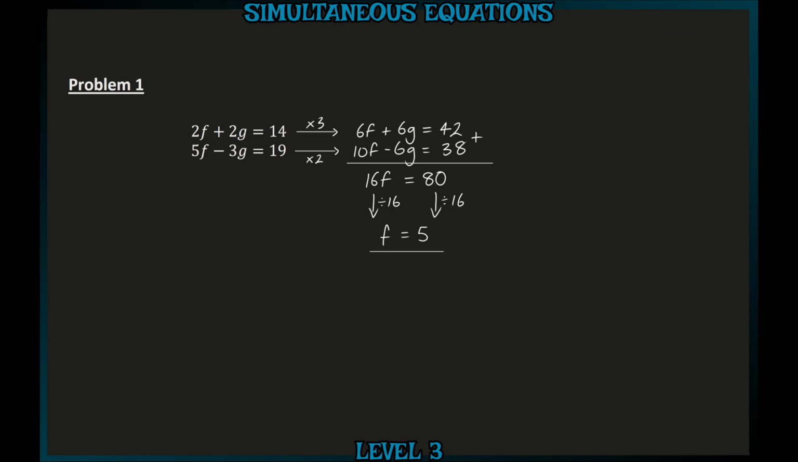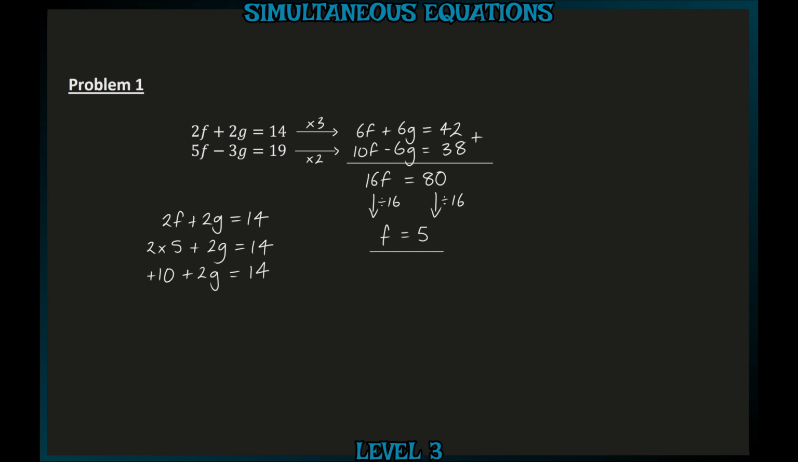And the first equation looks simpler to use because it has a plus in it. So starting with 2f plus 2g is equal to 14, we're going to substitute f for 5, so we have 2 times 5 plus 2g is equal to 14. Since 2 times 5 is 10, this gives us 10 plus 2g is equal to 14, and we can now solve by first removing the 10 from the left-hand side.